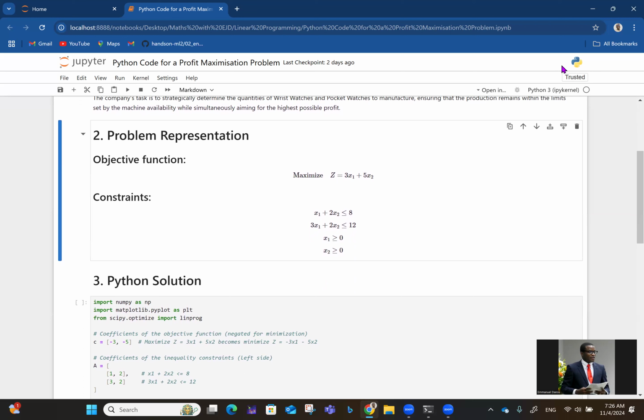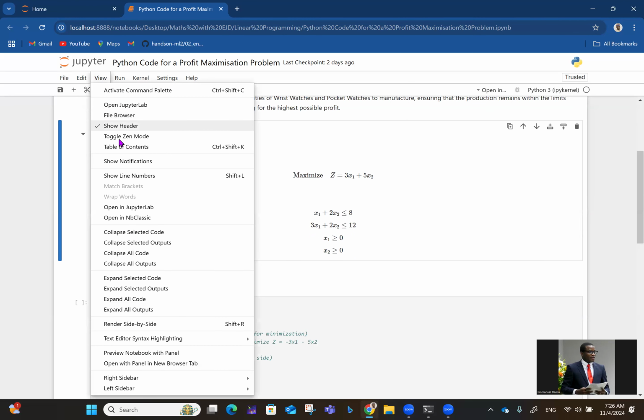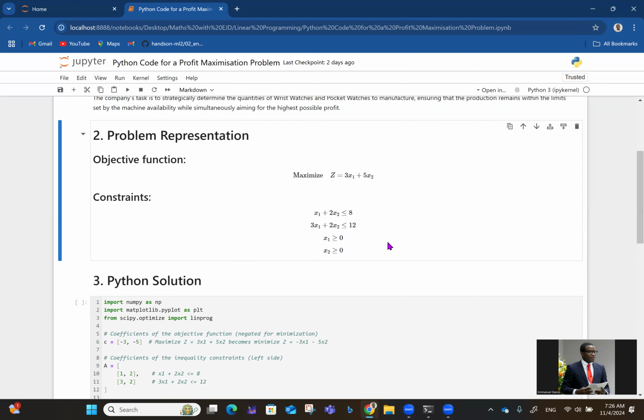So we have to maximize Z equals 3x1 plus 5x2. And these are the constraints. x1 plus 2x2 is less than or equal to 8, or what I call W plus 2P less than or equal to 8, and then 3W plus 2P less than or equal to 12.